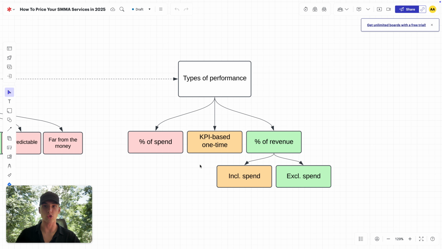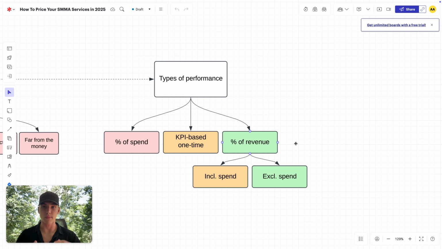So with time, you can just drain out those bonuses and you will not be receiving any more performance. So I prefer percentage of revenue. So percentage of revenue is just what it says. You take a percentage of what you generate the client in terms of revenue. When you are running paid ads, that is a percentage of the ROAS, return on ad spend.